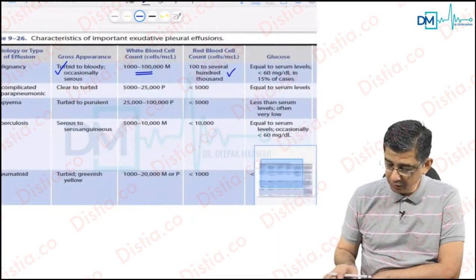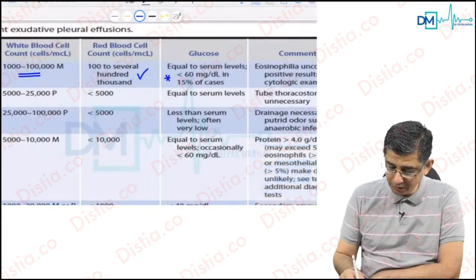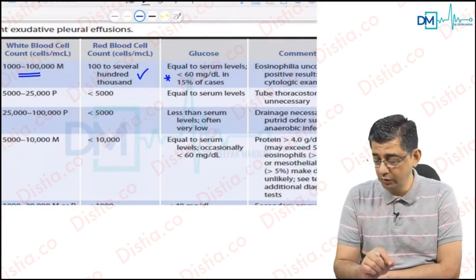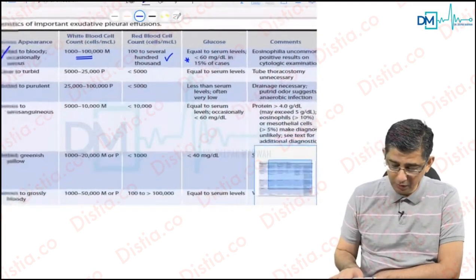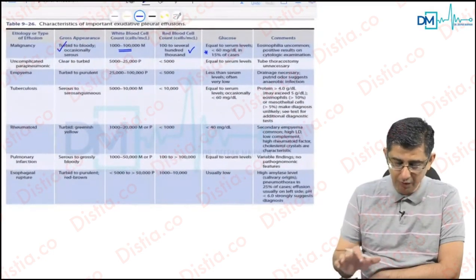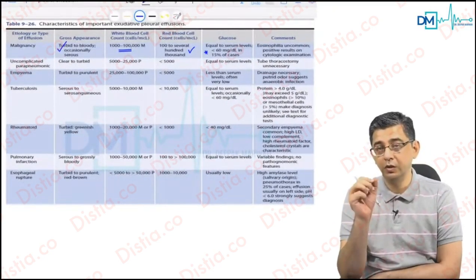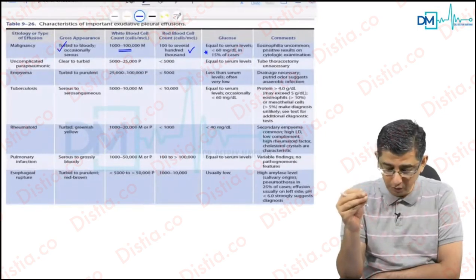And the important thing to be remembered is that the glucose values would usually be less than 60 in most of the MCQs that are given to you. Then eosinophilic components may or may not be discussed, but remember, for malignancy, one of the important things is that blood could be present. He could describe neutrophils, he could describe eosinophils, and low sugar.